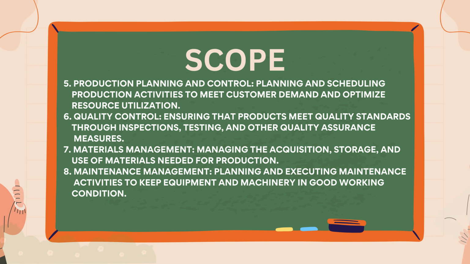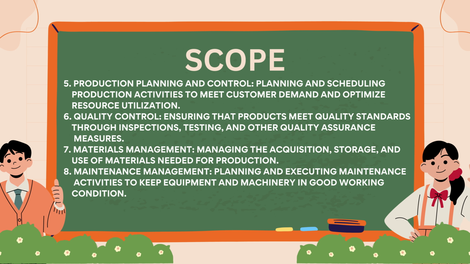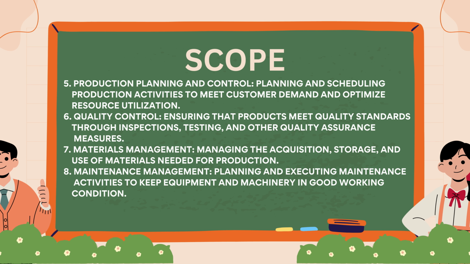5. Production planning and control, planning and scheduling production activities to meet customer demand and optimize resource utilization. 6. Quality control, ensuring that products meet quality standards through inspections, testing, and other quality assurance measures.